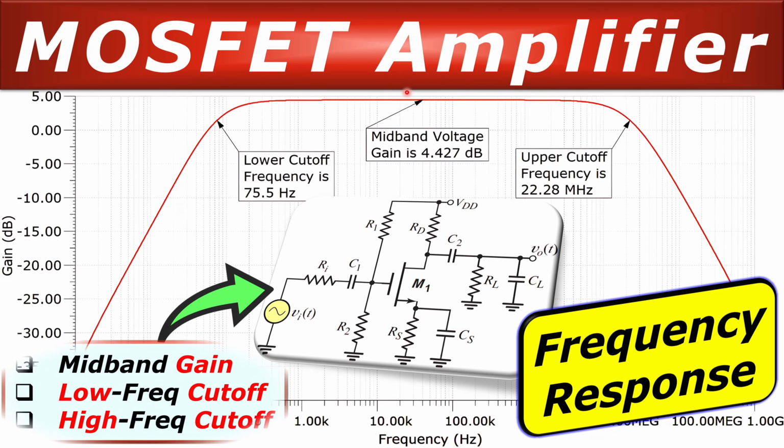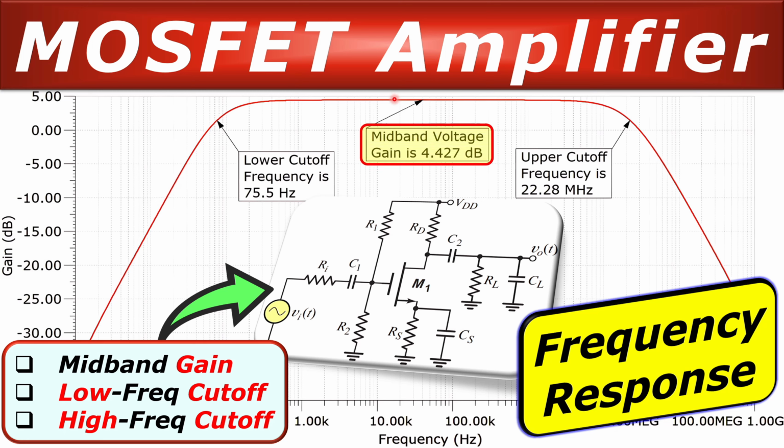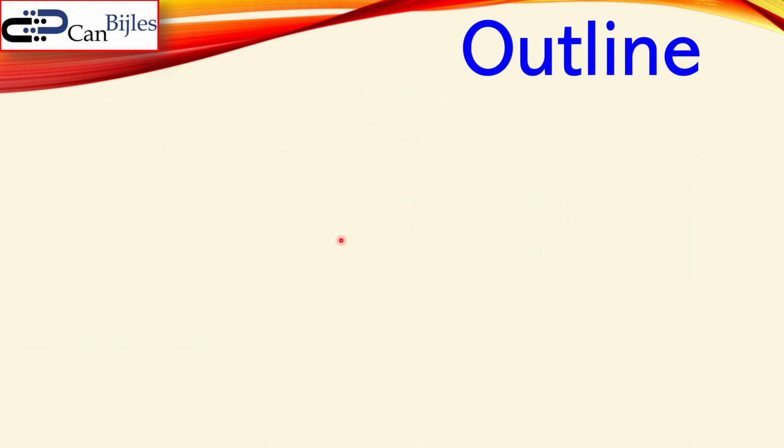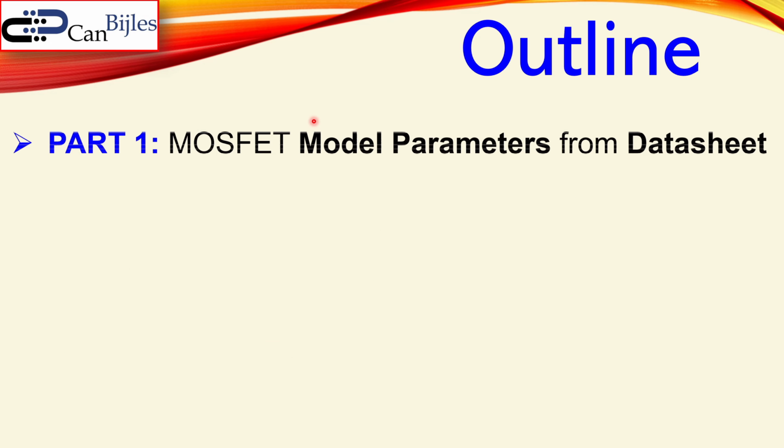We will discuss the mid-band gain, the low cutoff frequency and the higher cutoff frequency in this example. We also discuss in great detail how we can extract the data from the MOSFET datasheet. Of course, we'll see everything step by step in our calculations and verify these in SPICE simulations. Before we jump into the details, let's first discuss the outline briefly for this video.